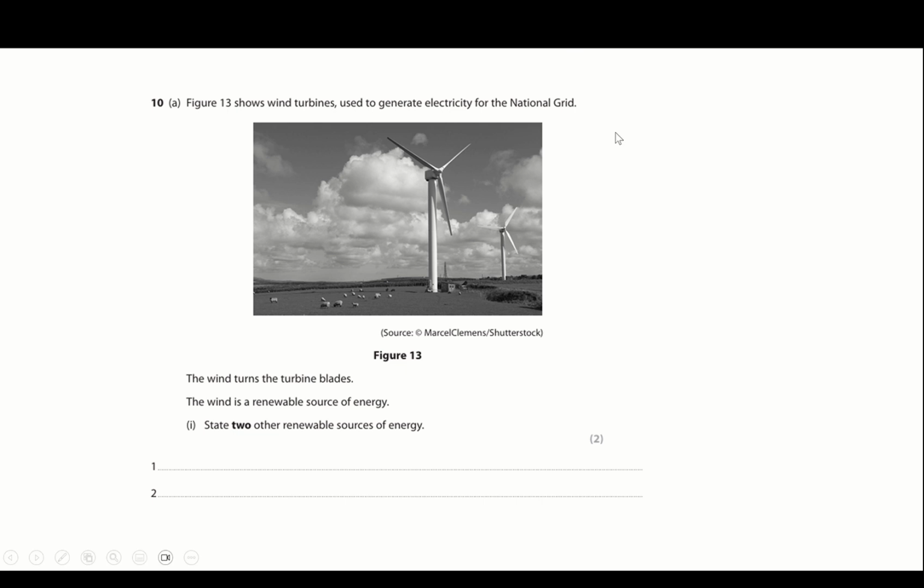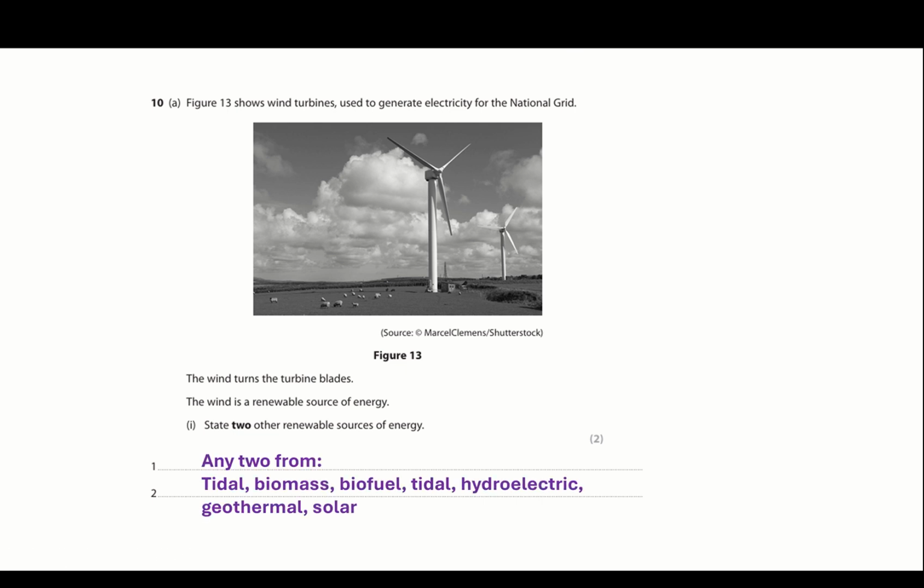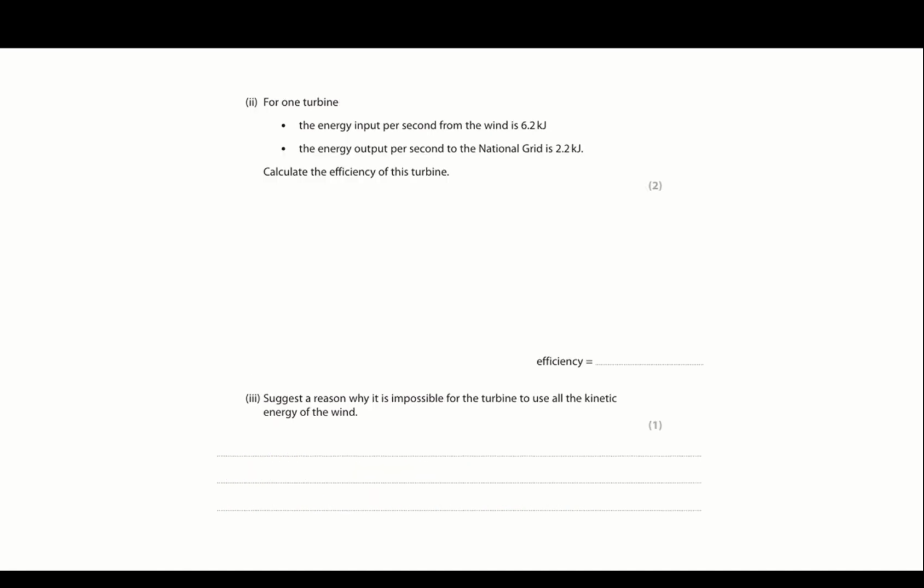So tidal, biomass, biofuel. Clearly I enjoy tidal, I've put that in there twice. Hydroelectric, geothermal, and solar. Any 2 of those. Obviously not tidal and tidal, that'd be daft. The next one, we've got to calculate the efficiency.